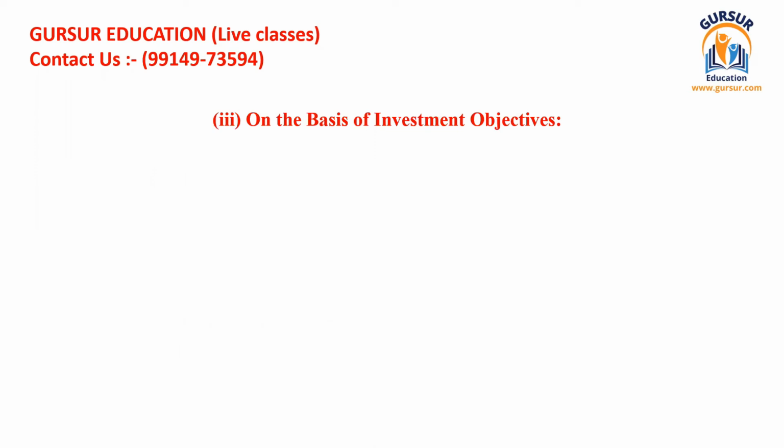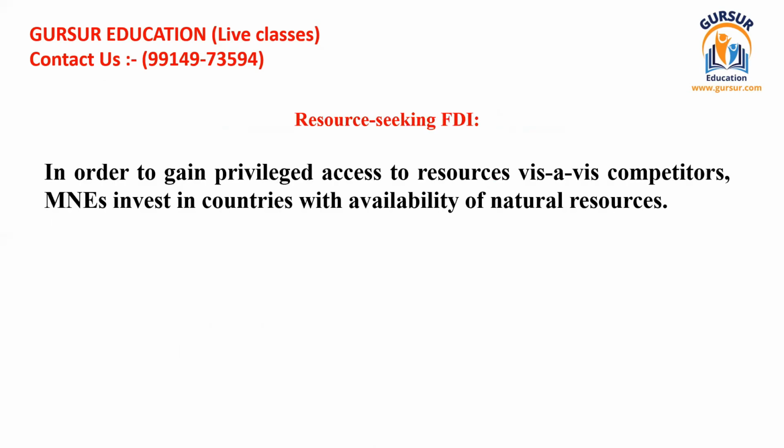Then this is the next classification: FDI on the basis of investment objectives. There are some kinds of FDIs we are going to go through. The first is resource seeking foreign direct investment. In order to gain privileged access to resources, these can be mineral resources, water resources, soil resources or any other resources, just for the sake of exploiting or getting privileged access to these resources, you do some kind of FDI. That FDI is known as resource seeking FDI.